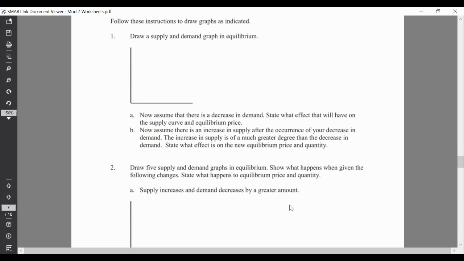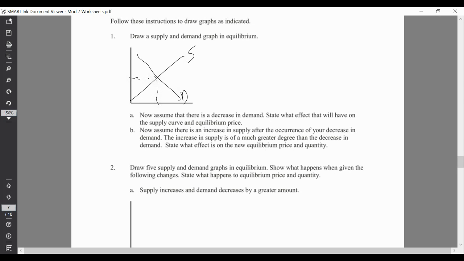So now we're at 7.6. Hopefully it will draw for me here. So it says draw the supply and demand curve in equilibrium. Oh, of course, the pen doesn't work again. All right, so we have demand and supply. We have equilibrium.